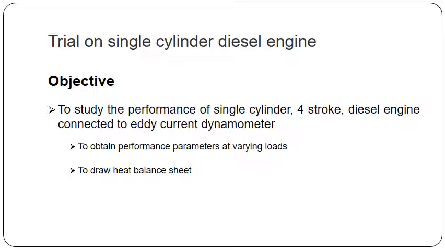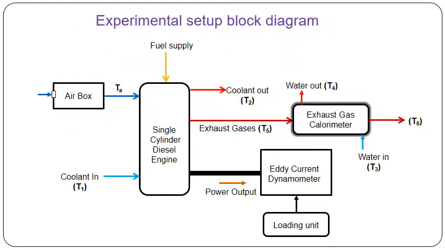Now, the objective of conducting this trial is to obtain the performance parameters at varying load and to draw the heat balance sheet. So, the engine which is generally available in most of the institutes is a single cylinder diesel engine, or it can be a multi-cylinder diesel engine which is connected to a dynamometer. This dynamometer can be of any type. In most of the institutes nowadays, an eddy current dynamometer is used as it gives more accurate values, and this eddy current dynamometer is loaded using a loading unit.